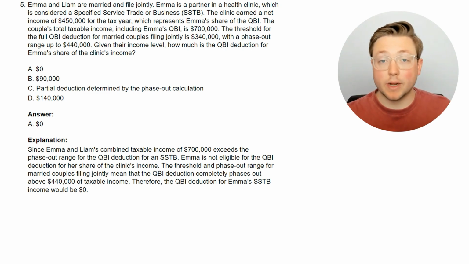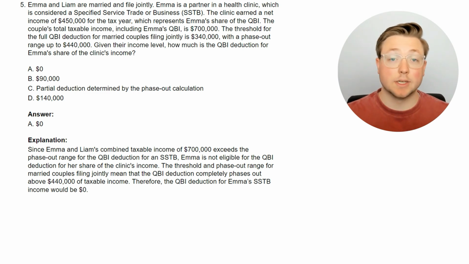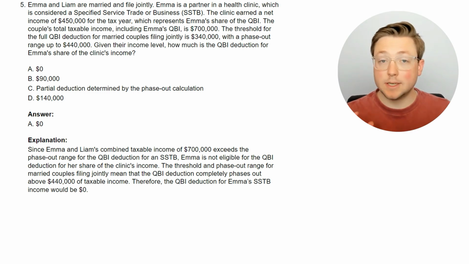And once you're above the full range, your taxable income is just too high. You don't get to take the QBI deduction at all for SSTBs. So that's the difference there.